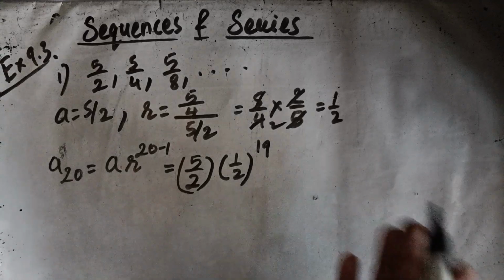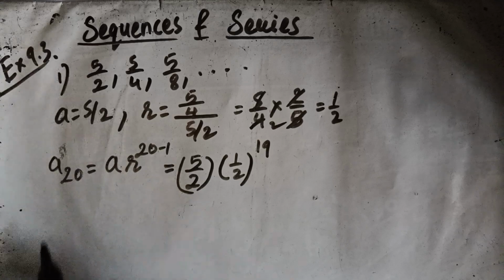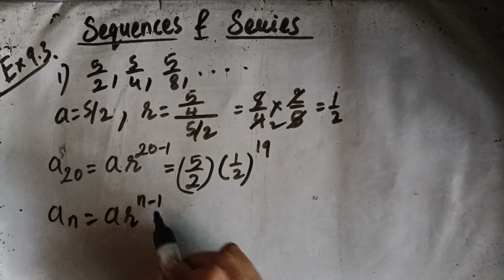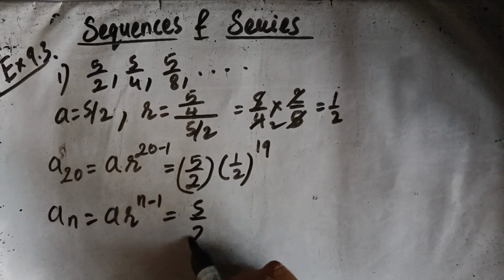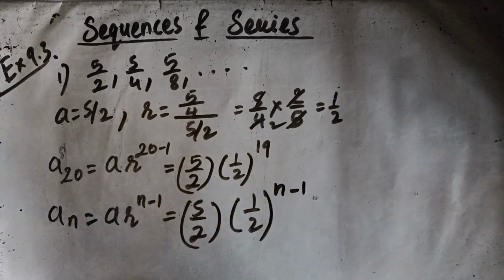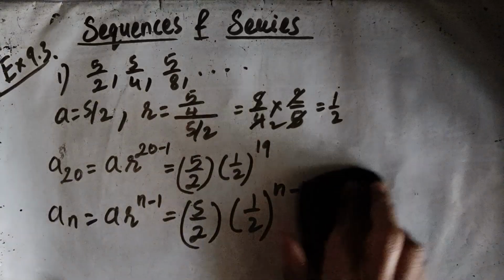If you want, you can solve this or you can keep it as it is. An is a r raised to n minus 1, so 5 by 2 into half raised to n minus 1. Okay, second question.